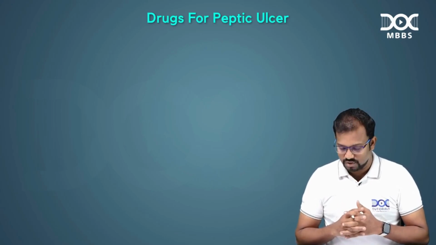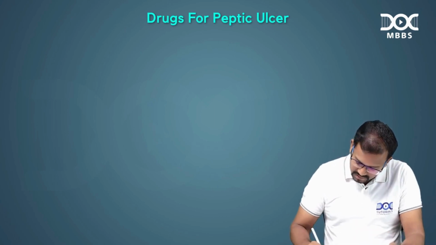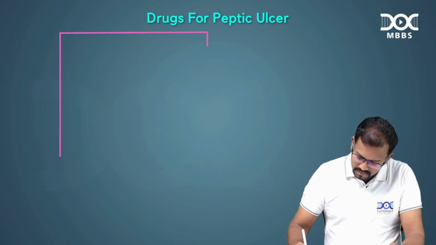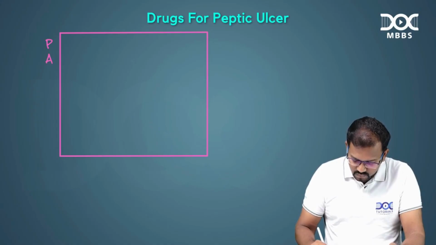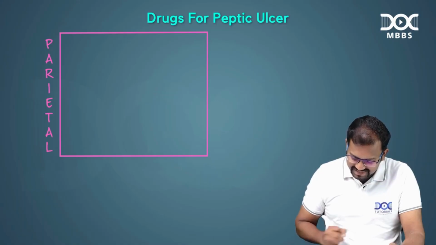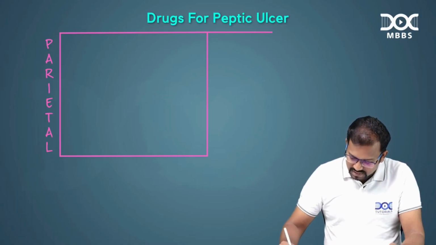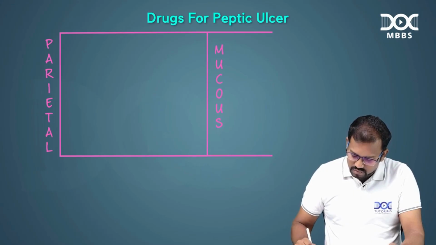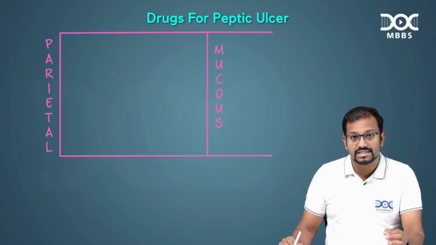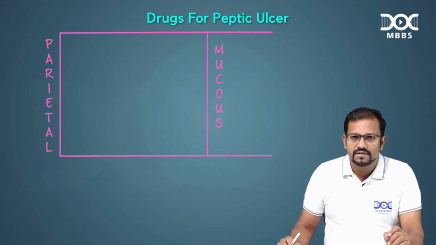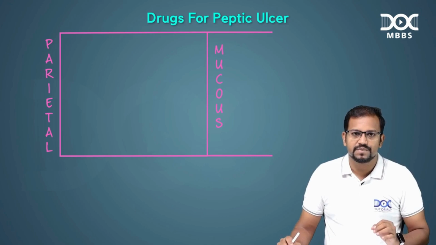First, let's start with the physiology of gastric acid secretion. Consider, here is where your parietal cell is. We know the parietal cell is where the gastric acid is getting secreted. Nearby we have the mucous cell. Here is where the mucous cell is. We also know that from the mucous cell, mucus and bicarbonate are released, which behave as natural anti-ulcer mechanisms.